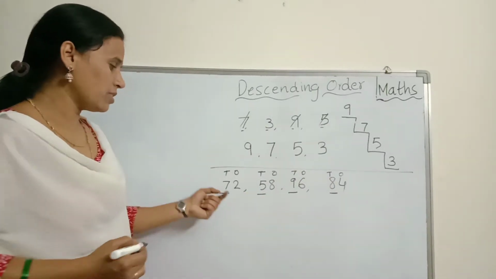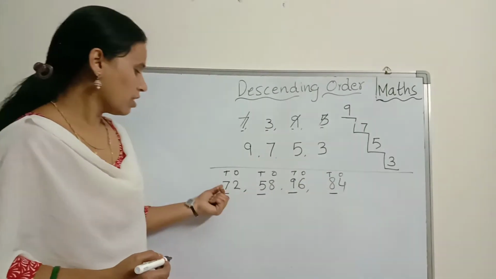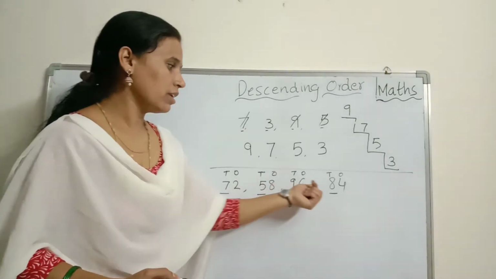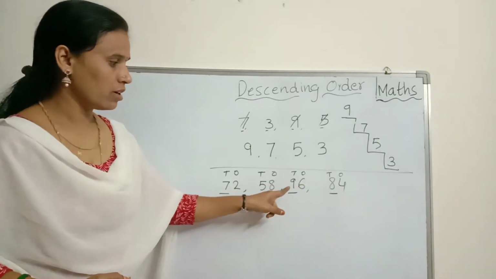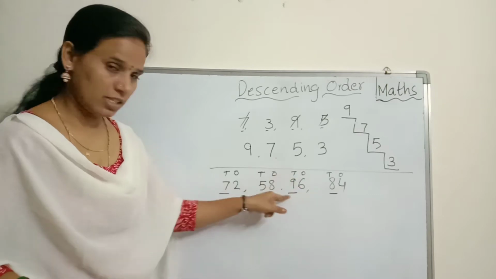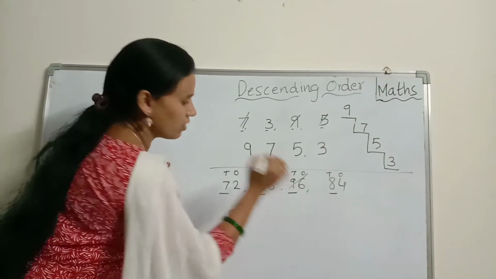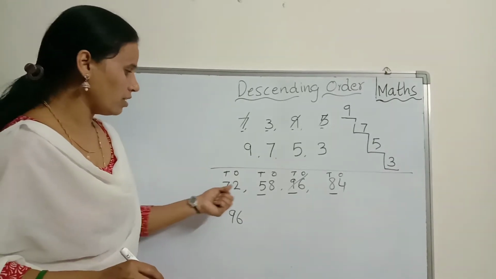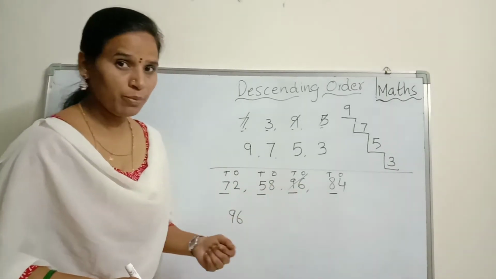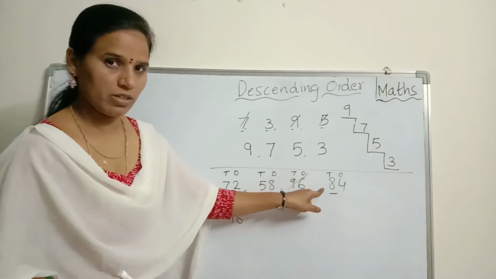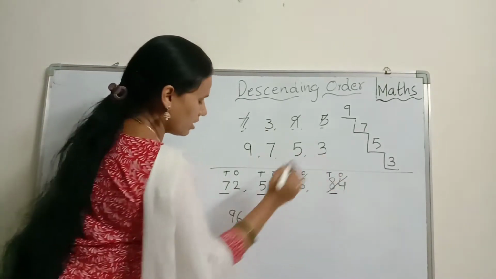Now tell me children, which is a big number here? 7, 5, 9, 8. Which is a big number? 9. So 96 is a big number. Number 96. So it's over. Now compare 7, 5, 8. Which is a big number? 8. So, the big number is 84.